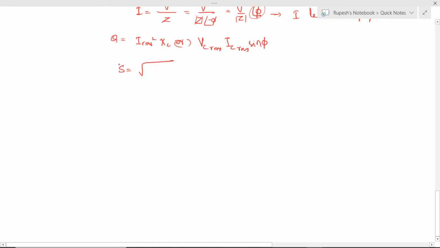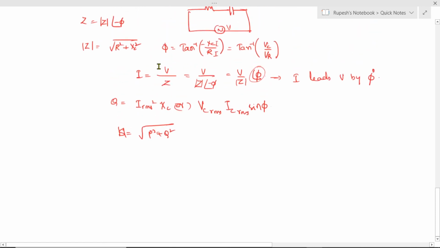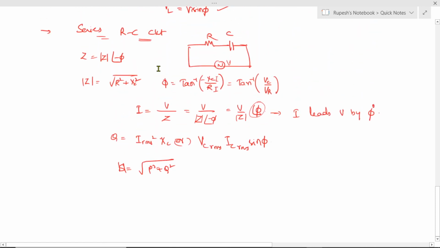The apparent power here is root of P square plus Q square, where P is the real power, that is the power absorbed by the resistor, which is I RMS square into R. So the apparent power is like this.